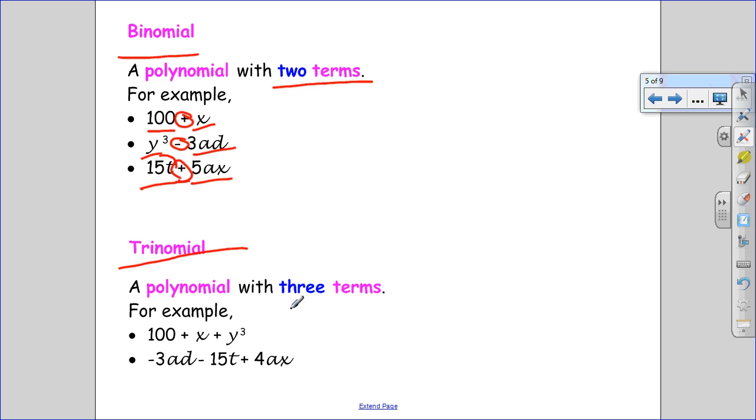A trinomial has three terms. And just like a bicycle has two wheels, and that's how I remember binomial, I think about tricycles to remember a trinomial, because tricycles have three wheels. So trinomials have three terms. So I've got one term, two terms, three terms. They're separated by addition or subtraction signs. In this case, addition. Negative 3ad is a term, 15t is a term, 4ax is a term, separated again by addition or subtraction.